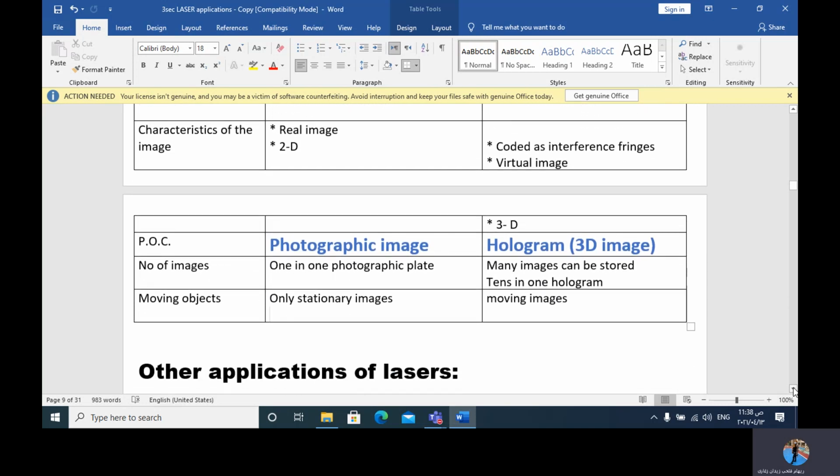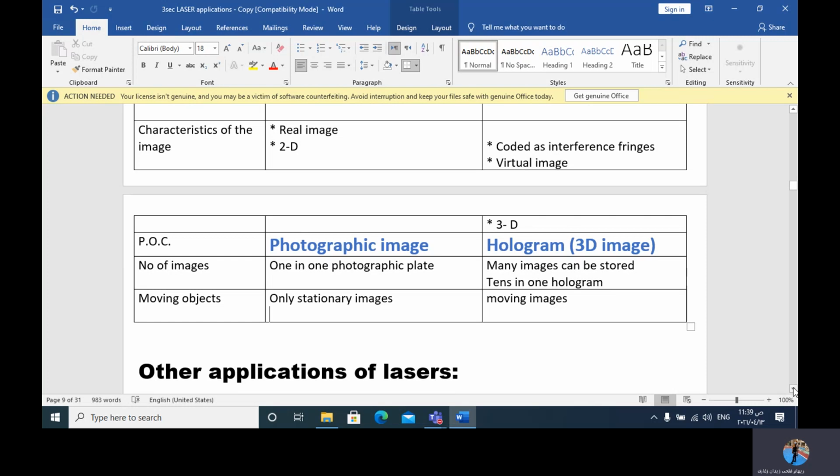The next point of comparison is the number of images used. The number of images that can be formed in normal photographic plates, with a normal camera, is 1 image in 1 photographic plate. Now, by using a hologram, many images can be stored, like tens in one hologram. So I can have one hologram that contains 10 images, more than one. So it is very convenient.